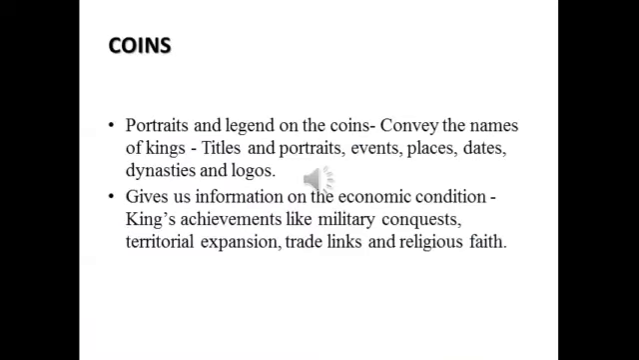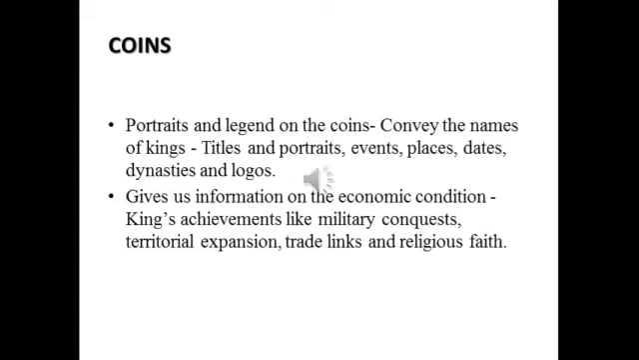Then the portrait and the legend. The portrait means pictures, images in drawings or paintings. And the legend on the coins conveys the name of the kings with their titles, events, places, dates, dynasties, and royal emblems. So the coins, with their writings, symbols, portraits and images, show the title of the king, the events, places, dates, dynasty, and royal emblems.